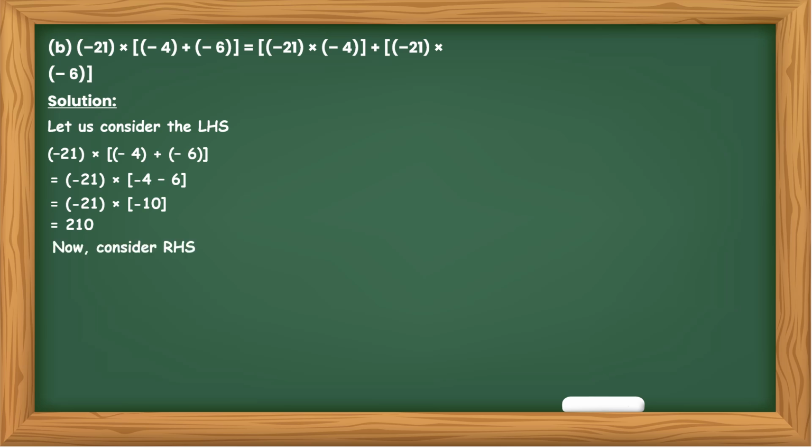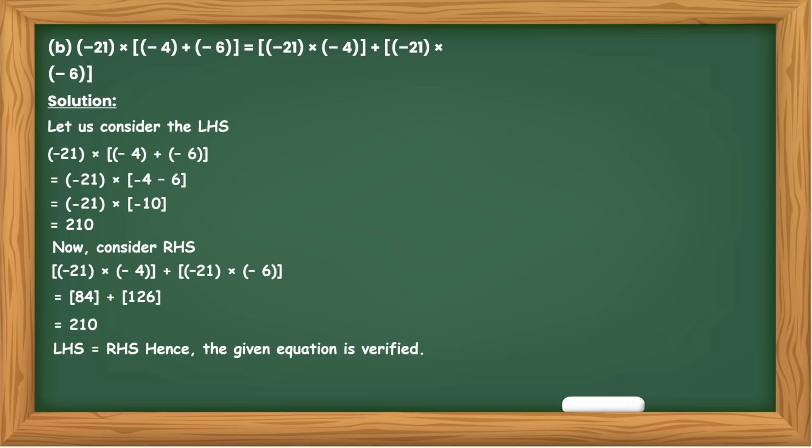So now let's consider the RHS. 21 into 4 is 84. Minus into minus is plus, so it is plus 84. Again 21 into 6 is 126. Minus into minus is plus, so it's plus 126. So now both are positive, so you can just add directly. And when we add directly, the answer is 210 again. So again, you see that the left hand side is equal to the right hand side, and hence the given equation is verified.